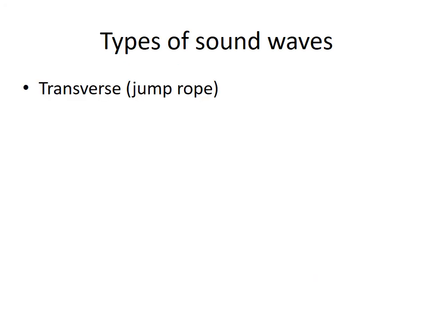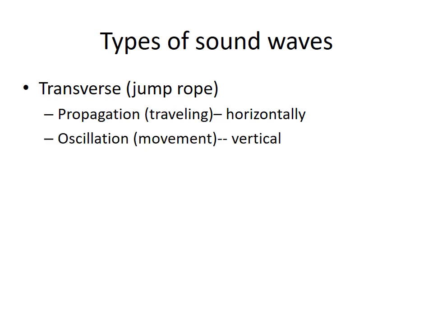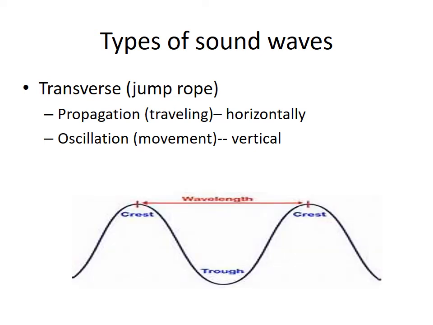So there's a couple different types of waves. You've got transverse waves, which you can picture as a jump rope. If you were shaking a jump rope up and down, or when we were talking about the waves crashing onto the shore at the ocean, those are transverse. Propagation is how they travel horizontally, but they oscillate up and down, vertically. So the propagation and the oscillation are perpendicular to one another. This would be an example of a transverse wave where you've got your crest at the top, your trough at the bottom, and a crest at the top. Wavelength is going to be from crest to crest.